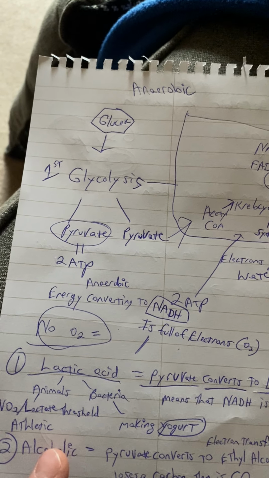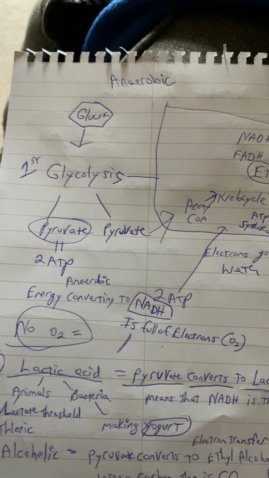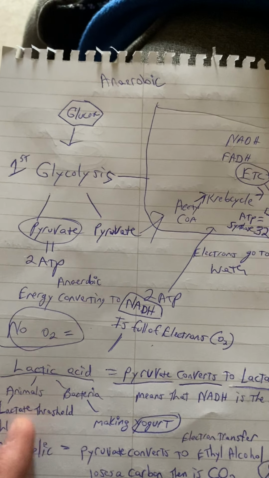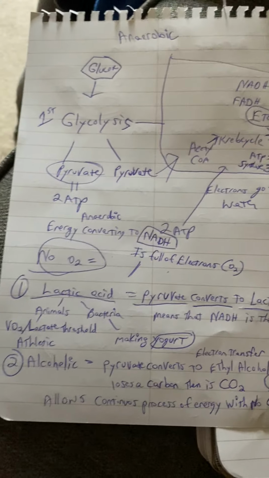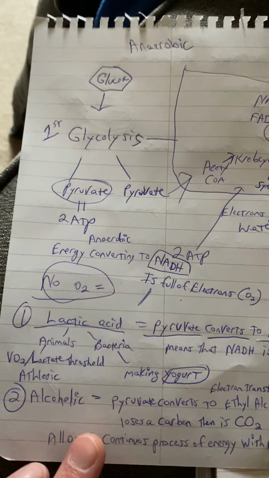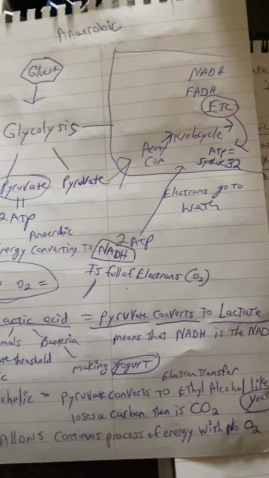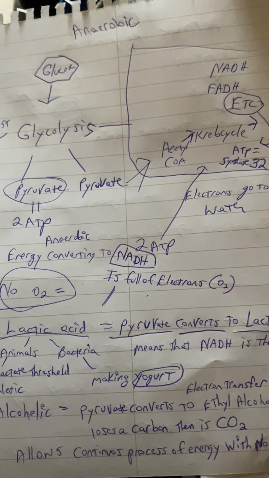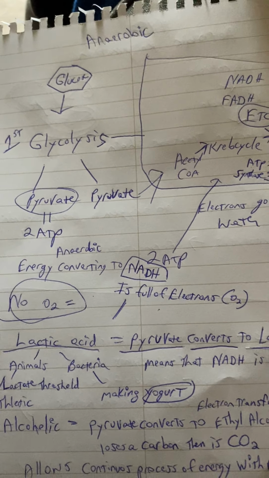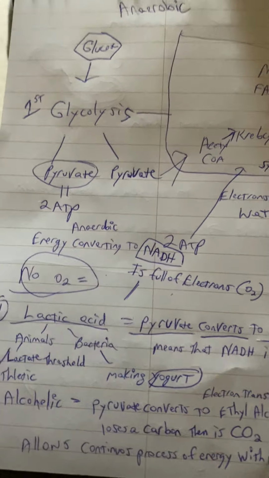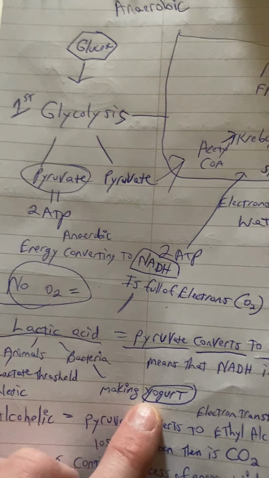The process measures when the athletes do VO2 max testing, which means how well your body can use the oxygen that you have, because if you're not having oxygen through the process, then obviously your muscles cramp. And if you're a bacteria, you can make yogurt.